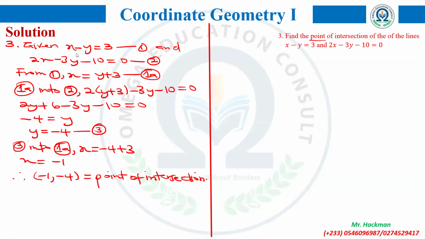So in this case, what do we do? I decided to make x the subject. So I maintain this x and move this one here: either 3 plus y or y plus 3, the same thing. You call this equation 1a. Go and substitute that into equation 2. Then you solve for what? Your y. Tread cautiously.